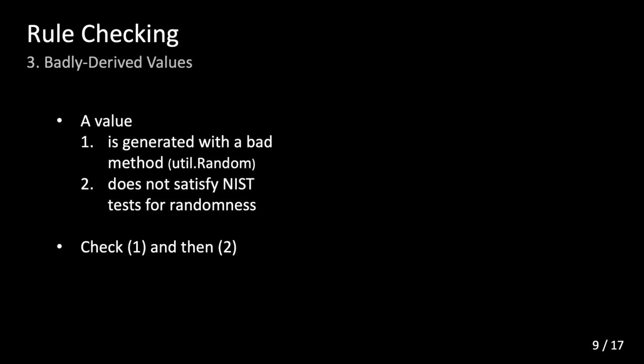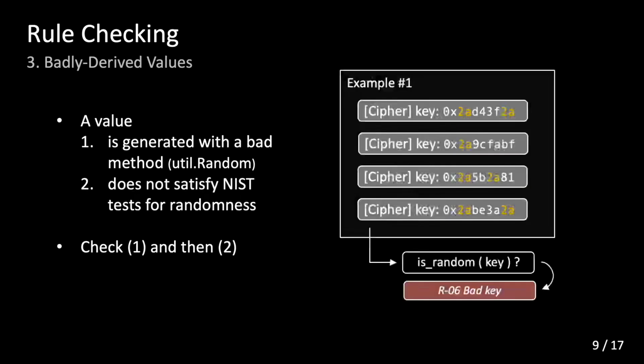The third checking procedure verifies if a set of values is random or not. For rule number 6, for example, we need to guarantee that the application uses encryption keys that have enough randomness. To verify this rule, we collect all the values of the relevant parameter and we check if the values have been generated with a bad method, like java.util.Random. If they are, we flag a violation. Otherwise, we apply the NIST tests for randomness. If at least one of the tests fails, we flag a violation.